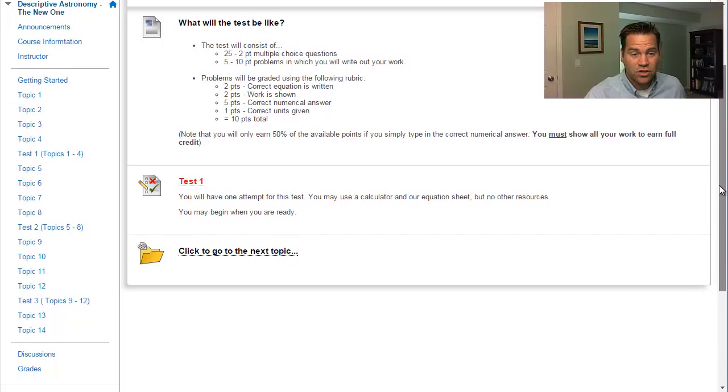On the test, you're not allowed to use anything except the equation sheet and a calculator. All right? No other people, no websites, no notes, nothing. It's just you, your brain, calculator, and an equation sheet.